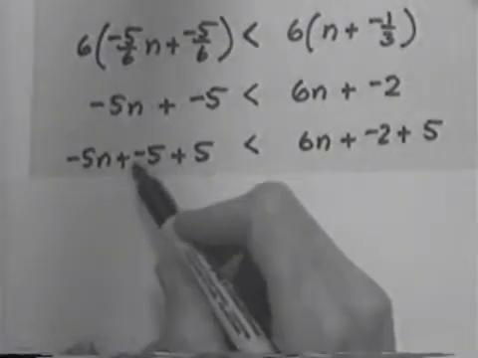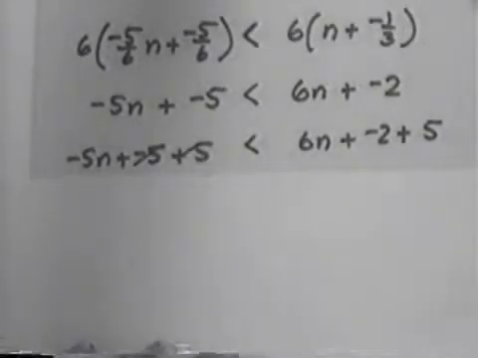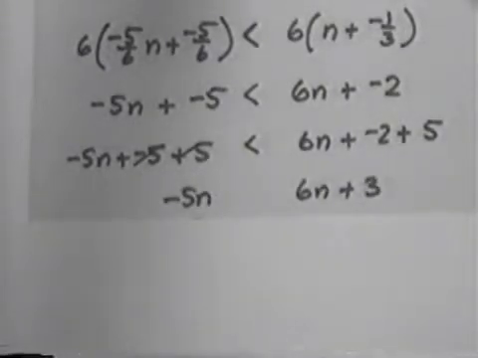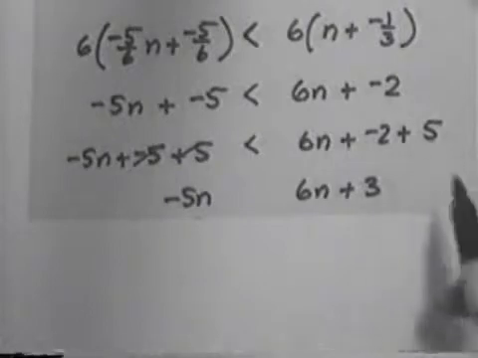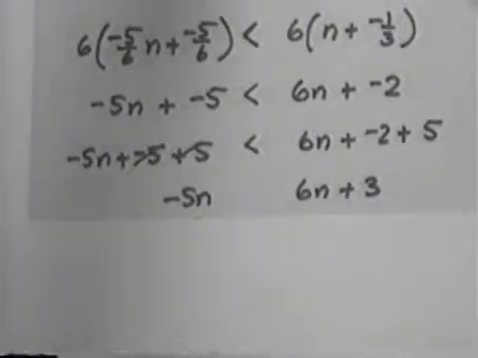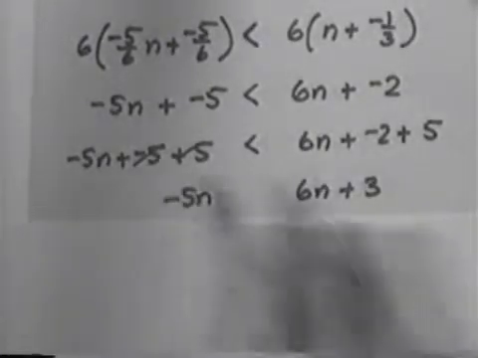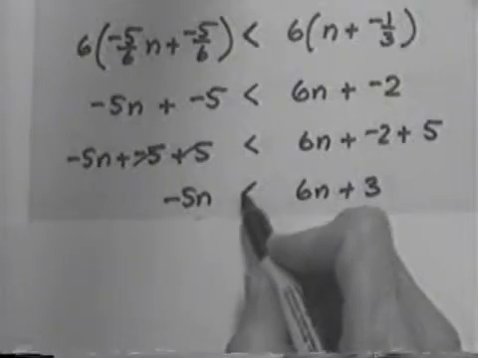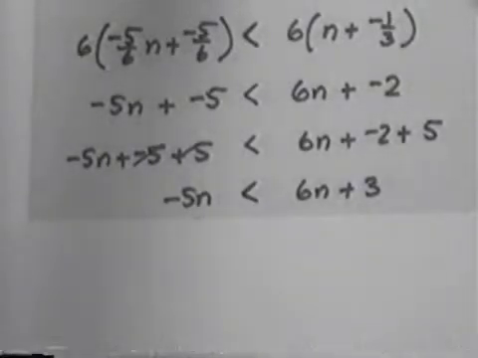Combining terms, the negative 5 and 5 cancel, so that we have negative 5n on the left. On the right, we can combine the negative 2 and 5 to get 3. So we have negative 5n on the left and 6n plus 3 on the right. All we've done is combine terms. That does not reverse the inequality symbol, and so it remains unchanged.